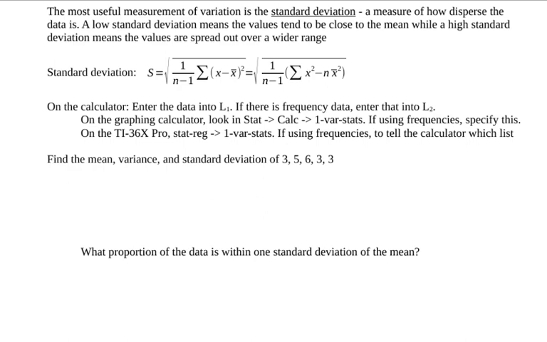A more useful measure of how spread out the numbers are is called the standard deviation. A small standard deviation means that the numbers tend to be grouped very tightly around the mean. A large standard deviation means they tend to be more spread out.